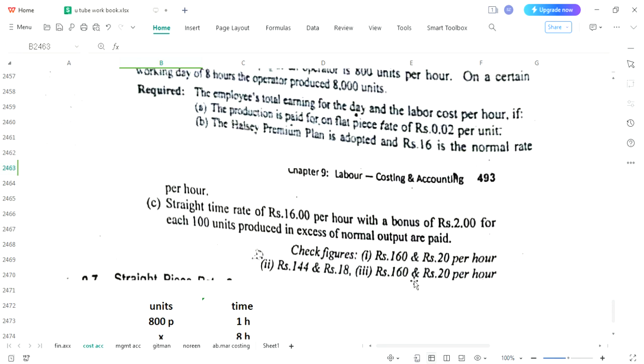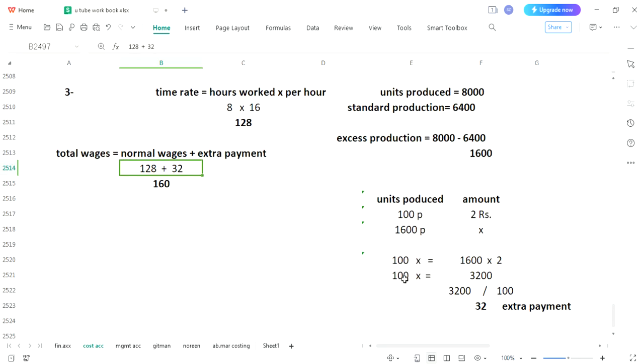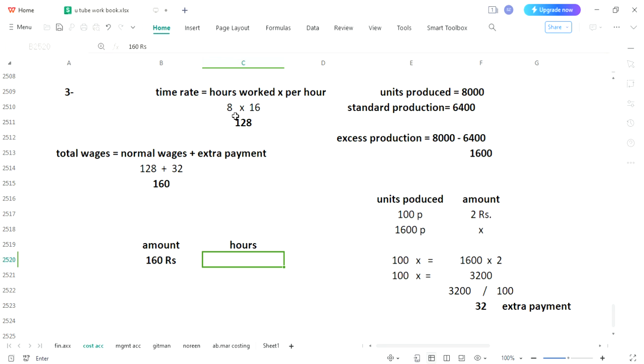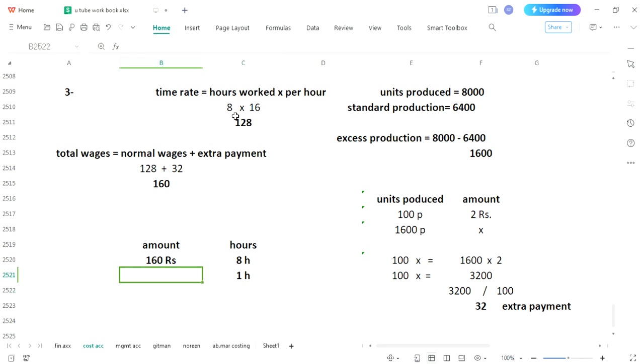For the third part you can see 160, and again the per hour wage is also needed. For that, amount would be compared with hours. This amount 160, he had worked for 8 hours. Look over here. So 160 rupees have been received for 8 hours of work. We need to know how much amount would be received if the worker worked for 1 hour. Why are we doing it?